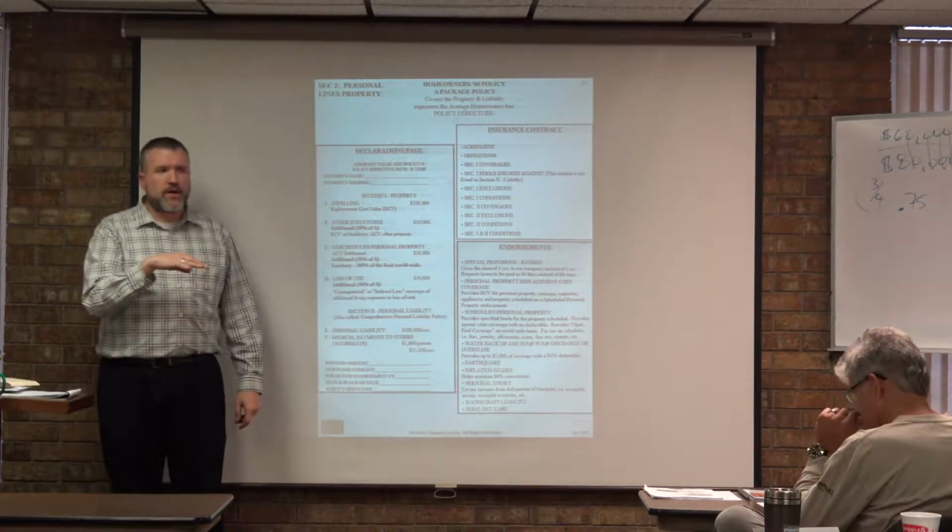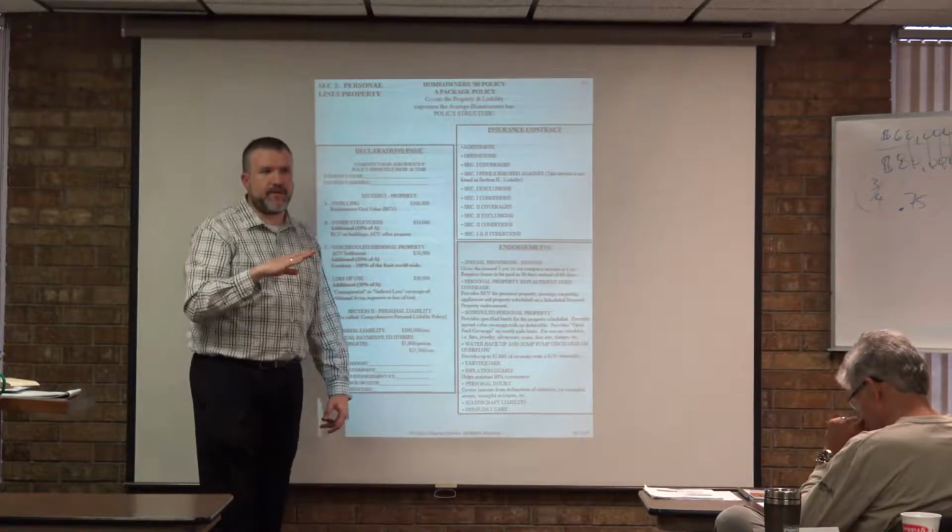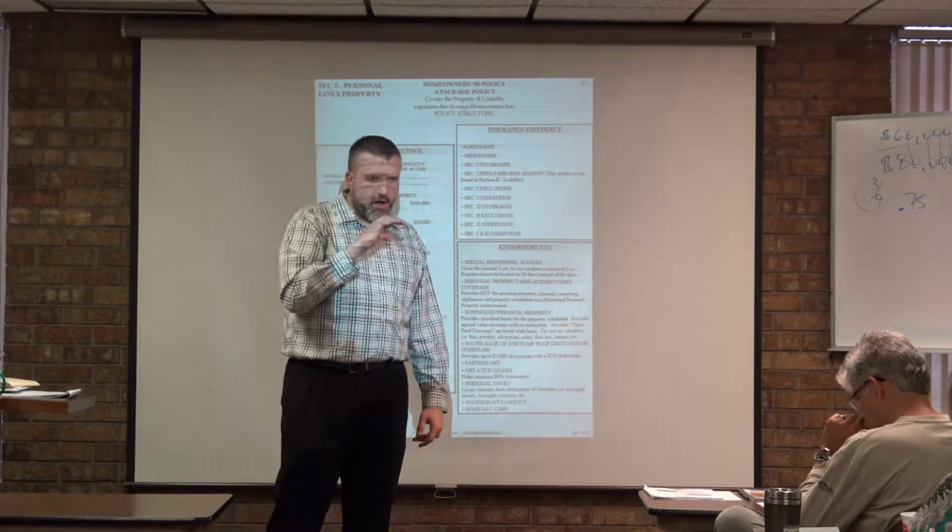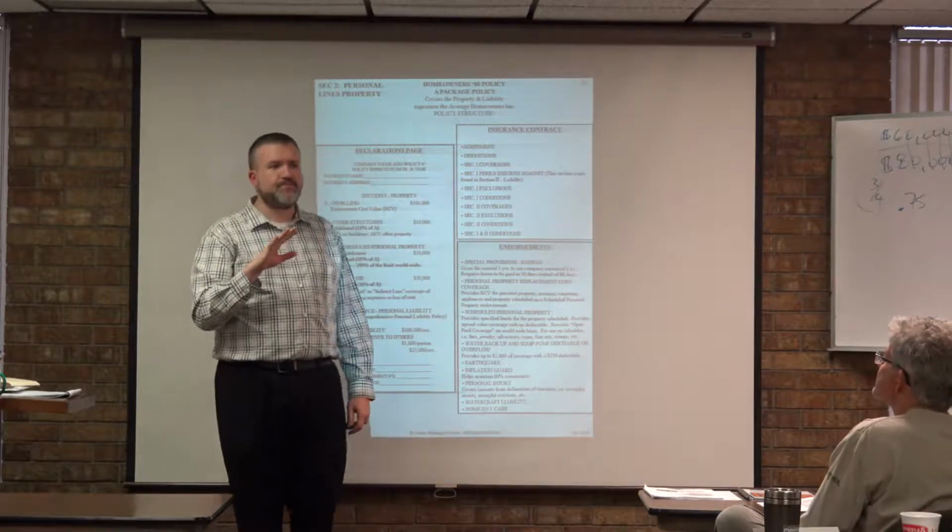Ignore that ACV, other property. I have no idea what that's speaking to. It's not test relevant anyway. Just RCV on other structures, okay? We're all clear on that.